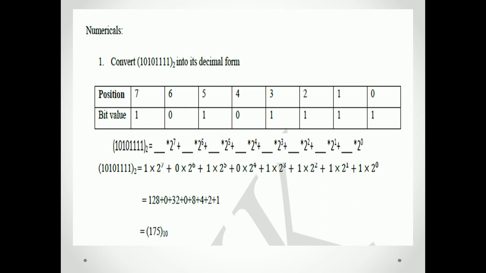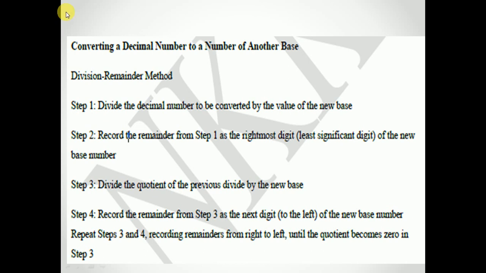Now the reverse procedure. Converting a decimal number to a number of another base. That means converting a decimal number to a binary number or to a hexadecimal number. This is a reverse process. So this procedure is different from what we have seen 2 minutes ago, 5 minutes ago.